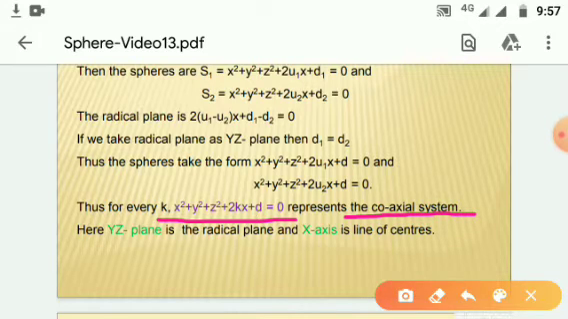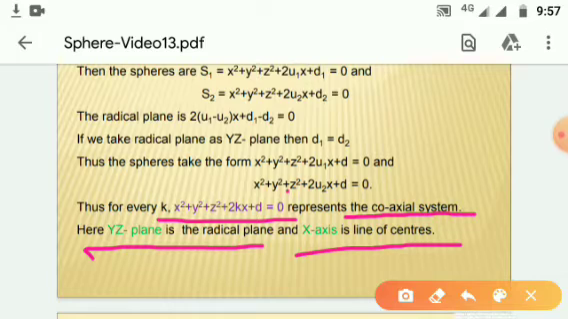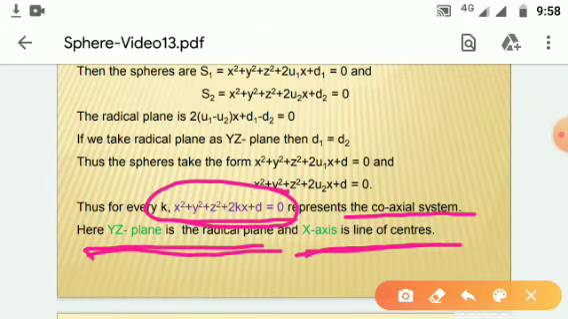Here, what are the components? The yz plane is the radical plane and the x-axis is the line of centers. Once again I am repeating, this is the simplified form of the coaxial system: x square plus y square plus z square plus 2kx plus d is equal to 0. In this case, the line of centers is the x-axis and the radical plane is the yz plane.